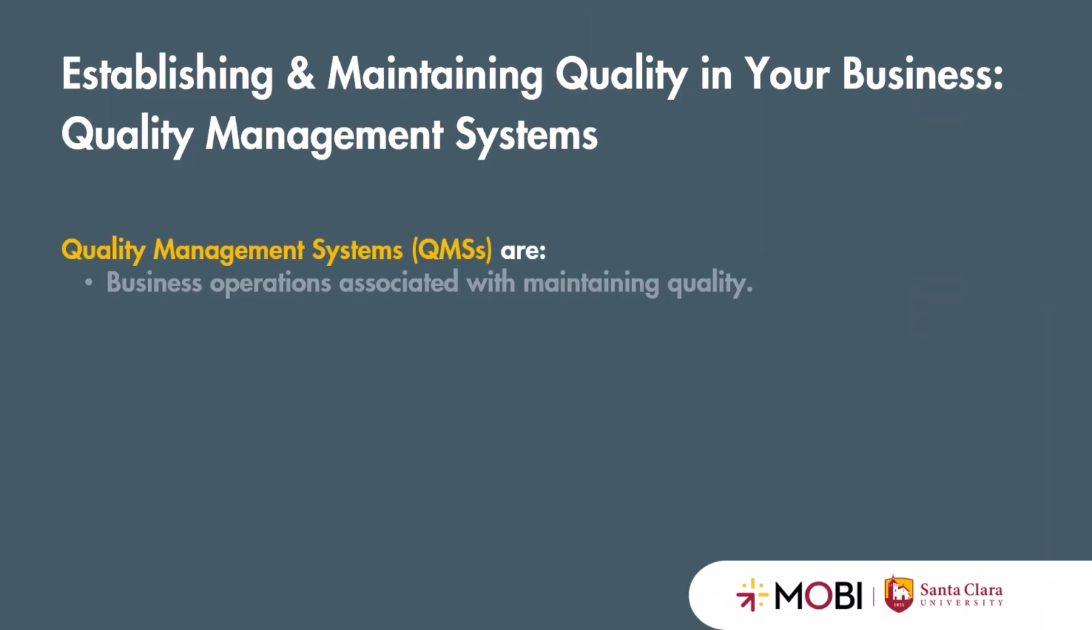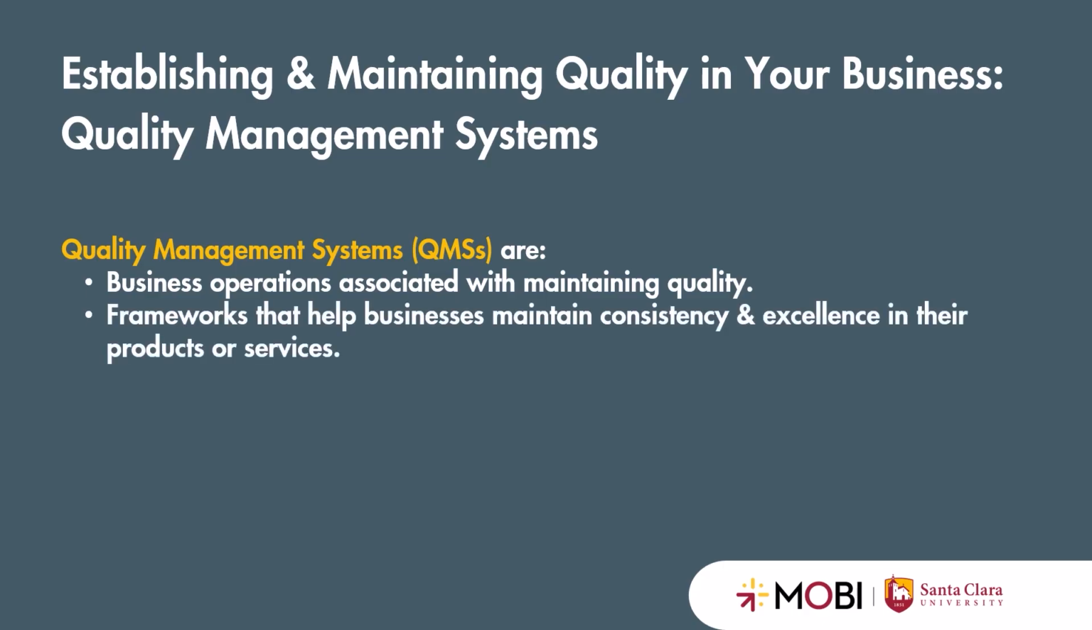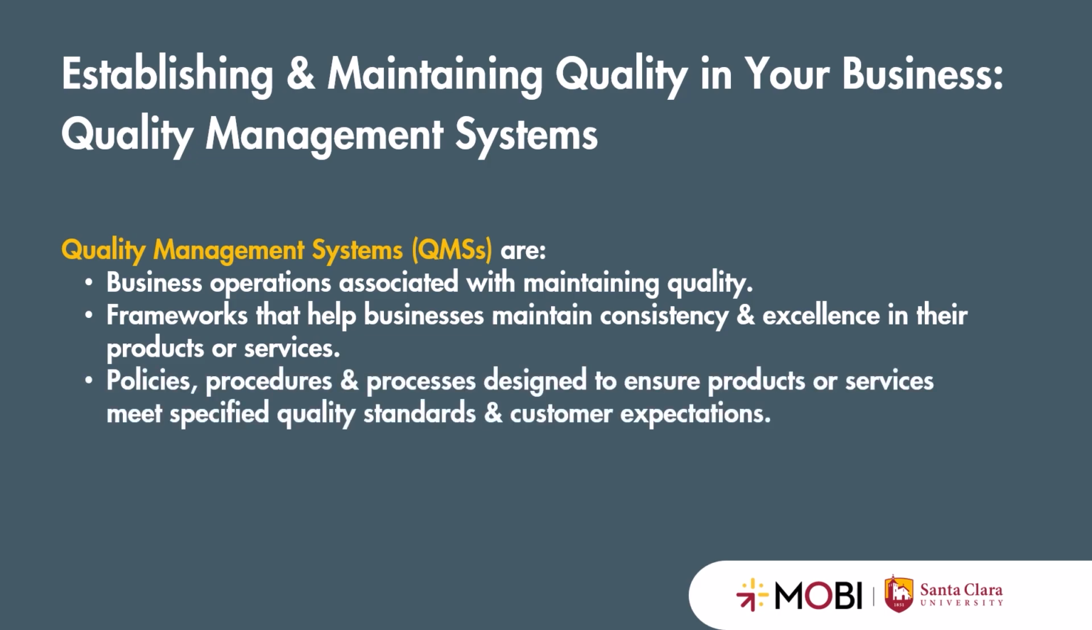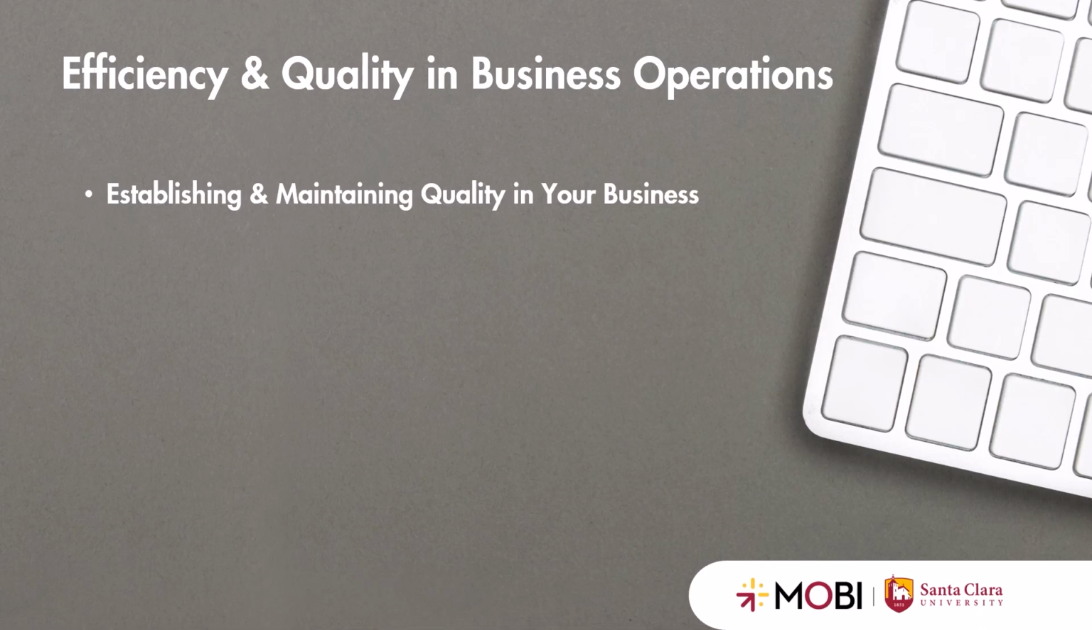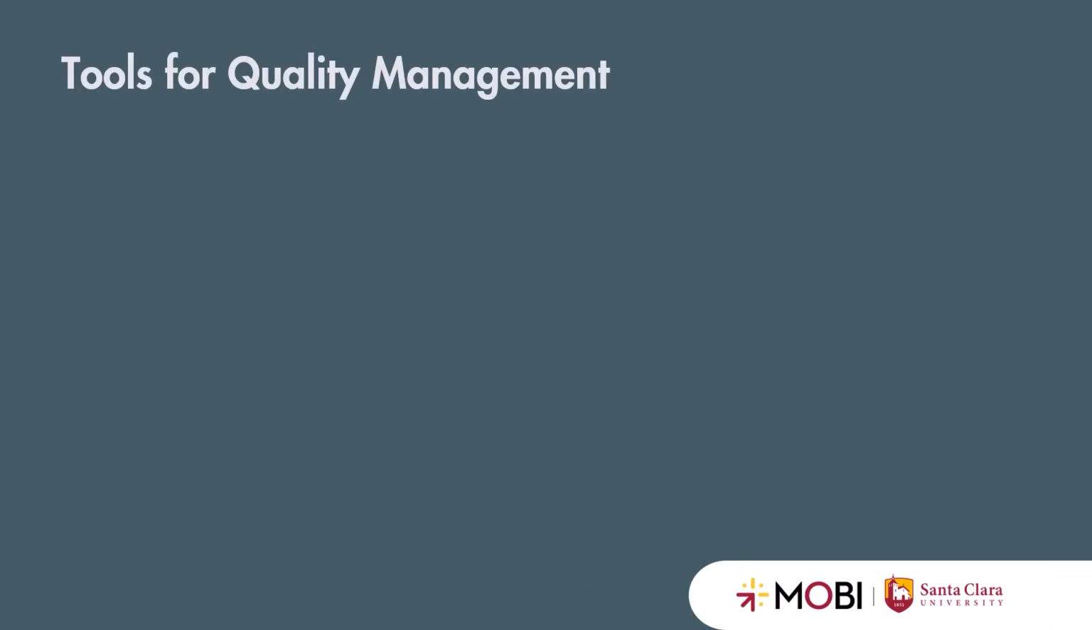The business operations associated with maintaining quality are known as quality management systems, or QMS. QMSs are frameworks that help businesses maintain consistency and excellence in their products and services. These systems encompass policies, procedures, and processes designed to ensure that products or services meet specified quality standards and customer expectations. Continuing on our discussion of efficiency and quality in business operations, we will talk next about tools for quality management. Numerous tools and methodologies support quality management efforts.